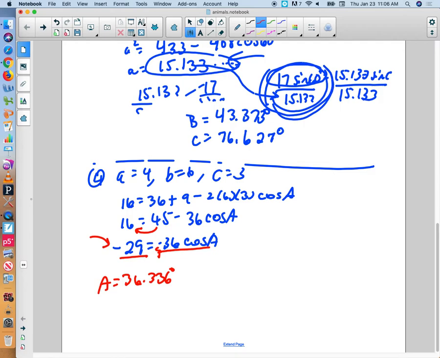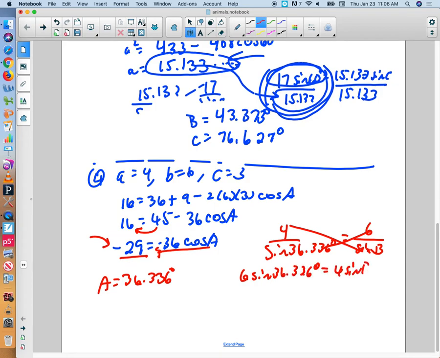Now some people probably switched over to law of sines. Some people probably stayed with law of cosines. A whole lot of you probably switched over to law of sines and found angle B next. Did that happen to some of y'all? Yeah. All right. So I'm going to say A over sine of A equals B over the sine of B. I'm going to cross multiply. 6 sine of 36.336 equals 4 sine B.